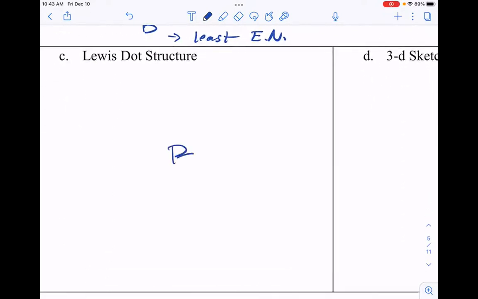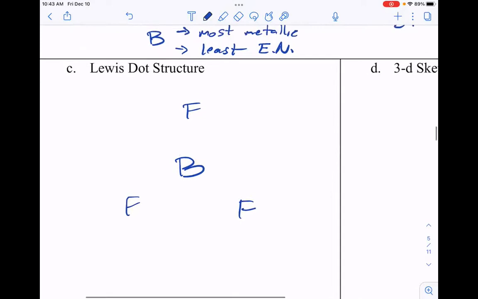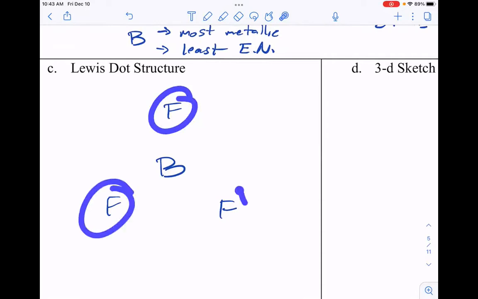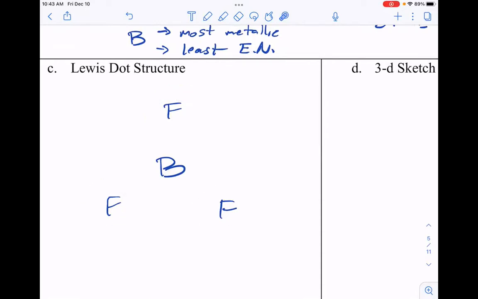So we're going to put boron right in the middle and surround it with fluorine. Our first step is to place electrons around our surrounding atoms. Since we're not dealing with hydrogen, how many electrons do we place around the fluorines? 8 for each. 8 for each, correct. If it's not a hydrogen, default to 8.